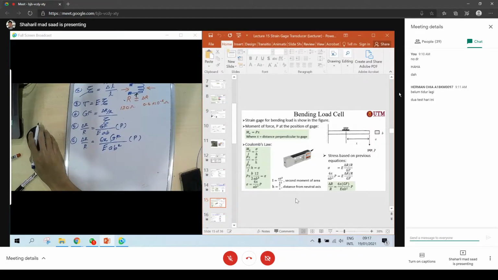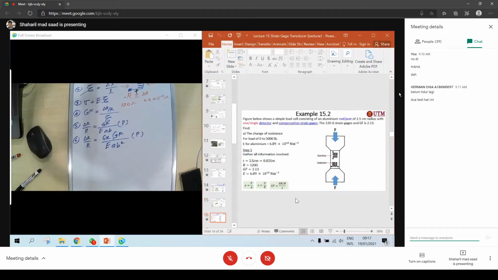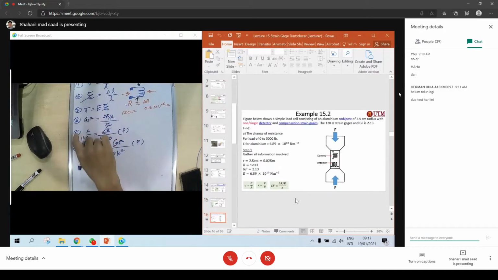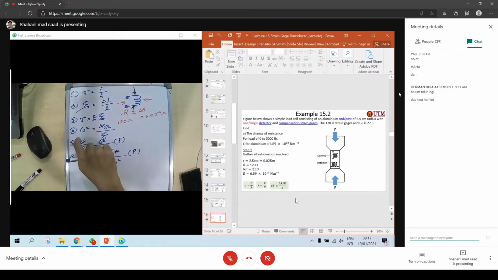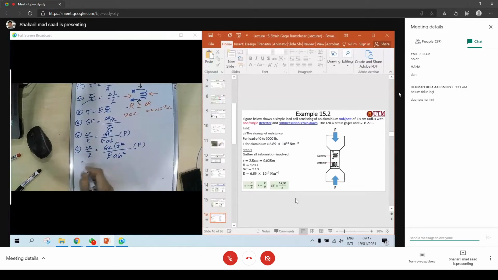Okay, all right, 1, 2, 3, 4, 5, 6. So 5 is the load cell and 6 is the bending load cell. So how to get this formula? By a combination of formulas 1, 3, and 4. Okay, done. All right, so let's look at an example.